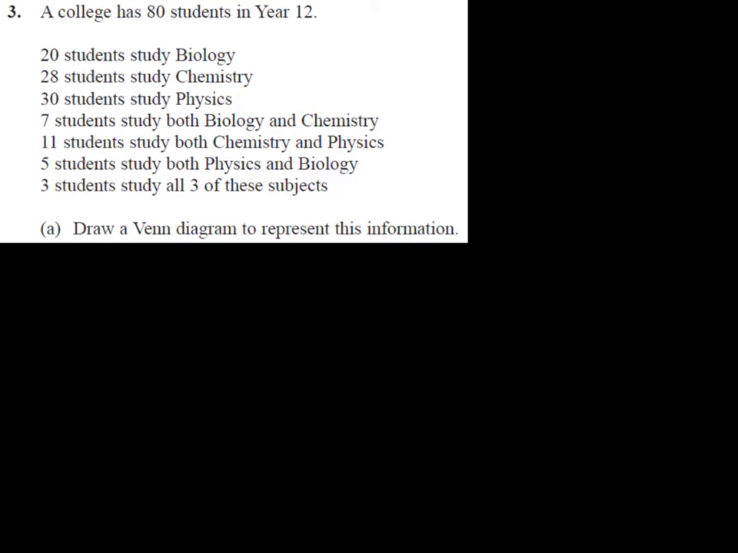In question 3, we are given a whole host of information about a college and the 80 students that it has in year 12. And there is a lot of information here about biology, chemistry and physics. And we're asked in the first instance to draw a Venn diagram to represent this information. So if we've got 3 subjects, let's just set up our Venn diagram.